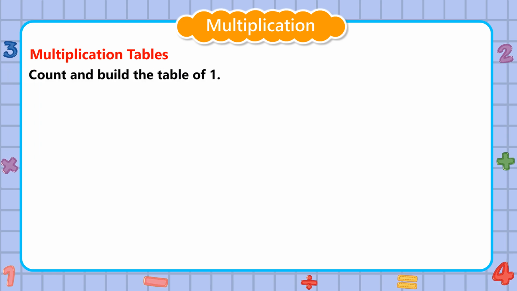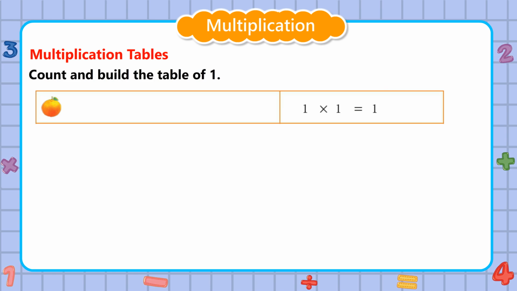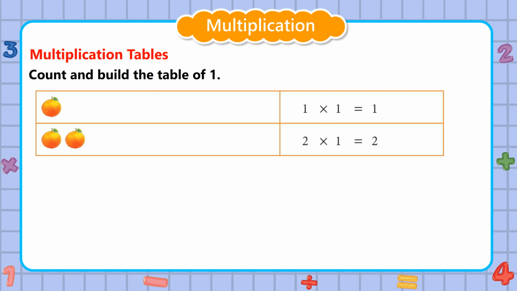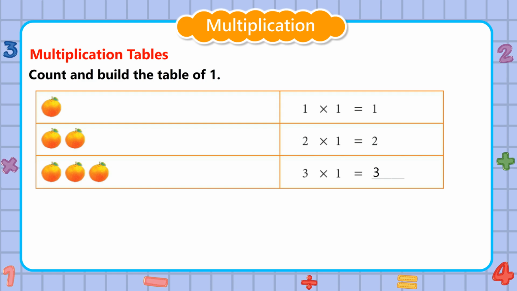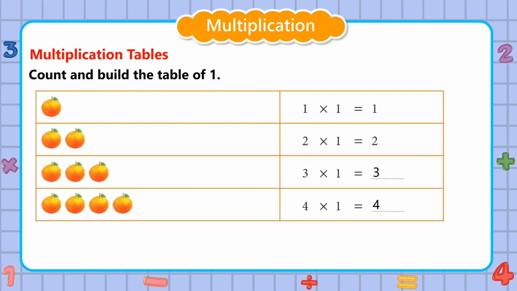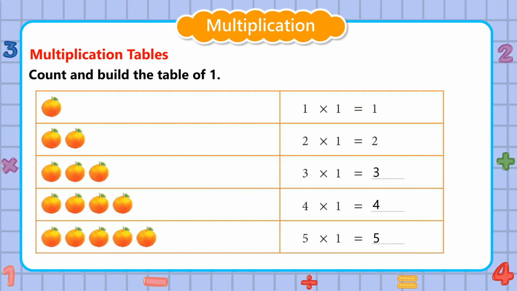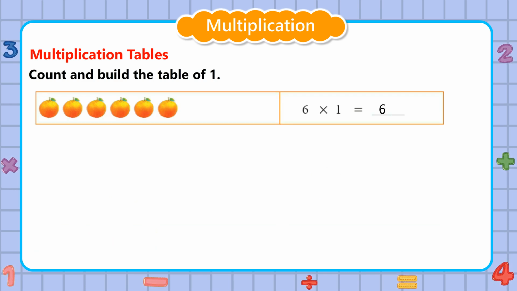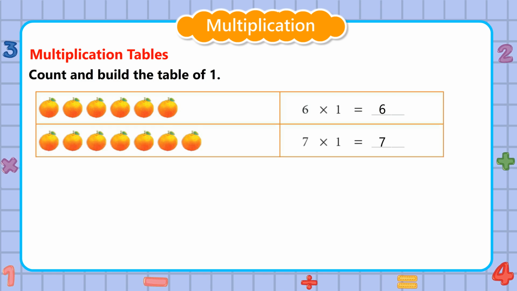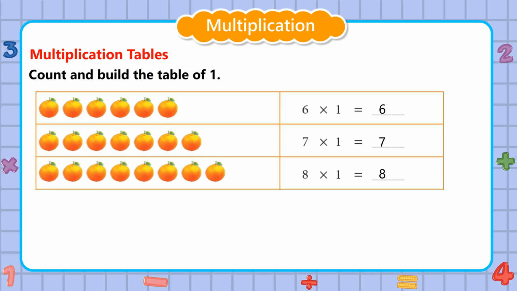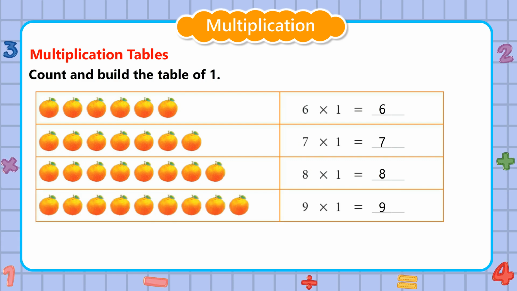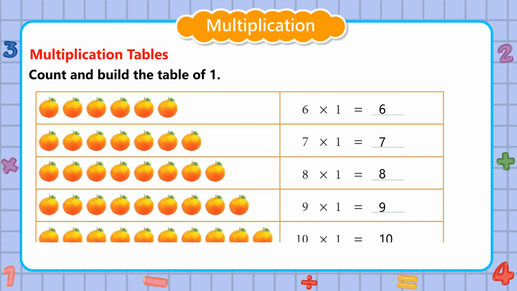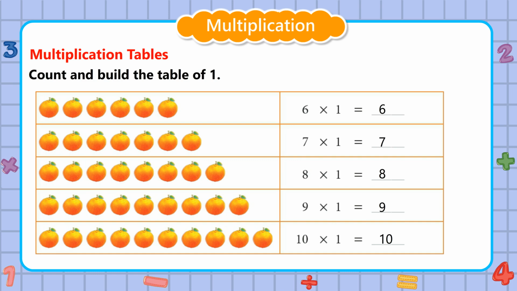Multiplication tables. Count and build the table of 1. 1 multiplied 1 is equal to 1. 2 multiplied 1 is equal to 2. 3 multiplied 1 is equal to 3. 4 multiplied 1 is equal to 4. 5 multiplied 1 is equal to 5. 6 multiplied 1 is equal to 6. 7 multiplied 1 is equal to 7. 8 multiplied 1 is equal to 8. 9 multiplied 1 is equal to 9. 10 multiplied 1 is equal to 10.